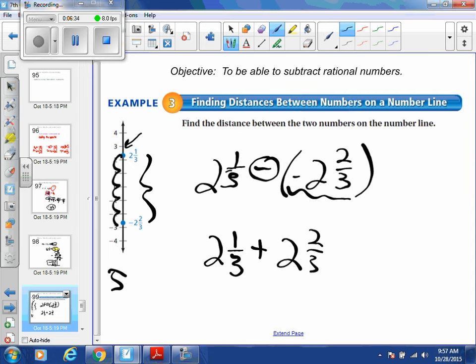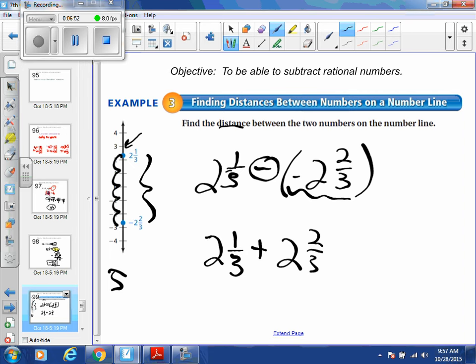Remember, distance is always positive. You say 5 miles or 5 inches or 5 kilometers. All right, I would never say I'm going negative 5 miles to get to Edgewater. All right, I would always say I'm going 5 miles. Distance is always positive, so you know your answer will be positive.